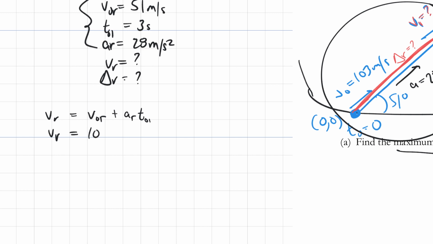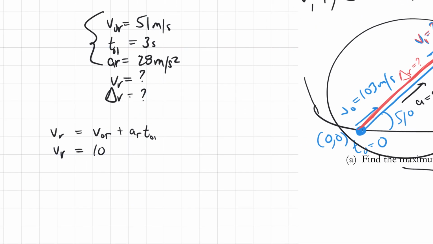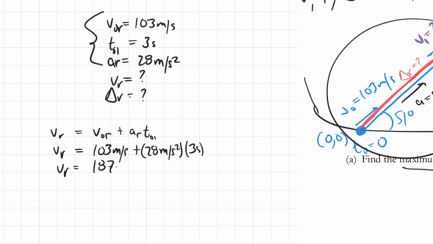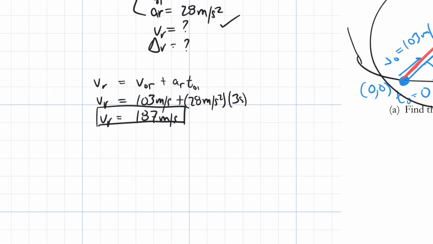Wait, dadgummit, I put the wrong initial velocity here. My apologies. That should be 103 meters per second. So this is 103 meters per second. I'm going to add the acceleration, which is 28 meters per second squared, times the time, which is 3 seconds. So V sub R equals 187 meters per second. Cool, check. Now we need to know the distance.